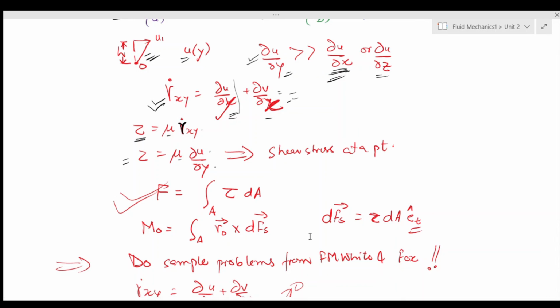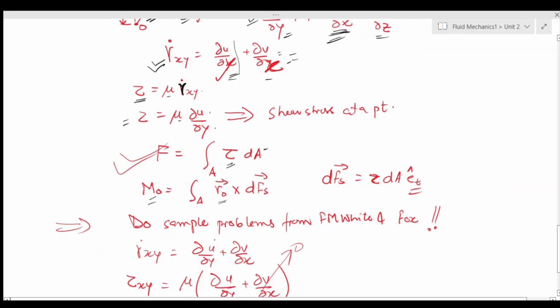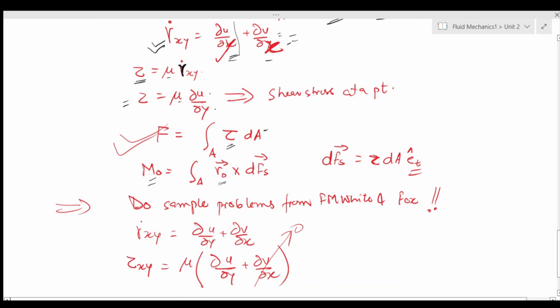Now if I want to find the force, I simply need to take my shear stress, multiply it with the area, and I can get my force. If I want to find the moment created, then that can also be found. I simply need to take a cross product with the distance. So that's all I need to do. Okay, so that's pretty much it.